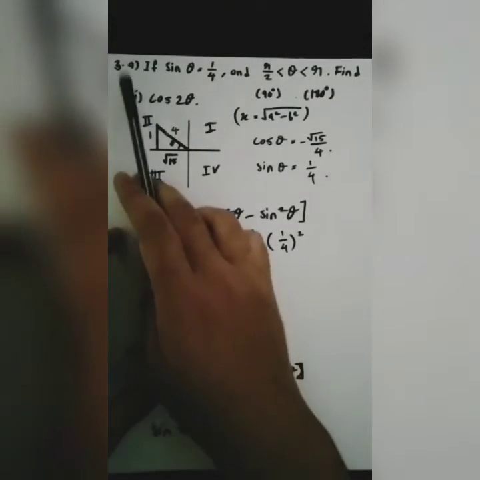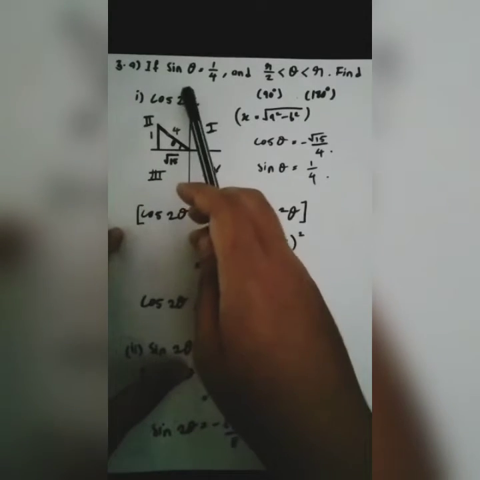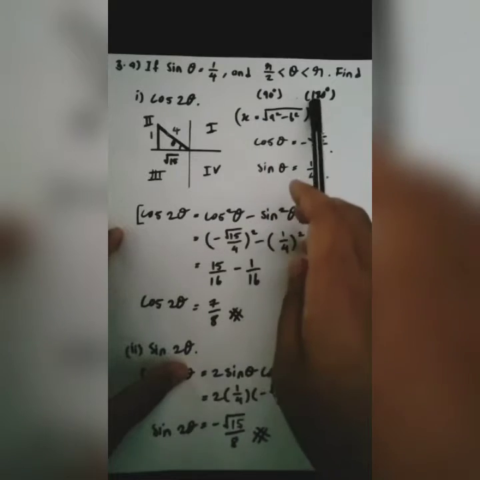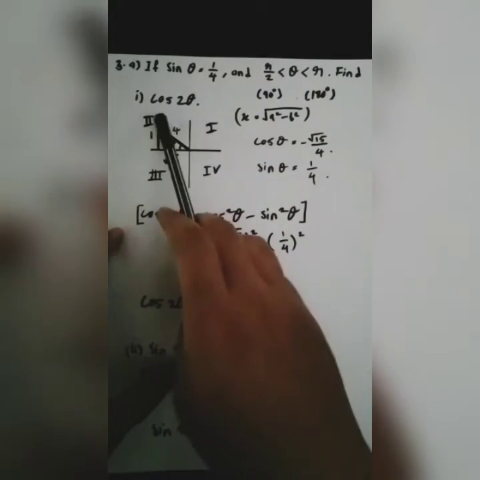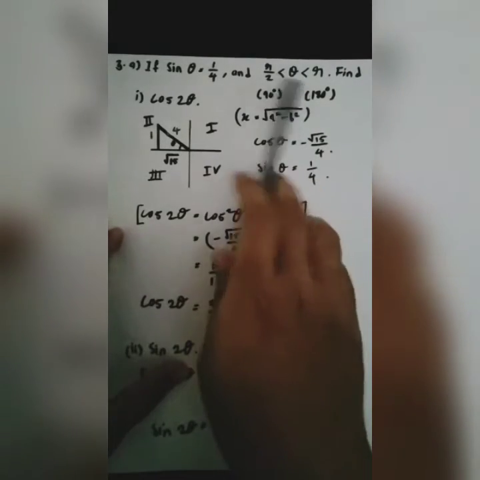Okay, today we will look at question number 3, which is 3a. The question asks: if sine theta is equal to 1 over 4 and theta is greater than pi over 2 and less than pi, find cos 2 theta. Okay, the first information given here is the range of theta.